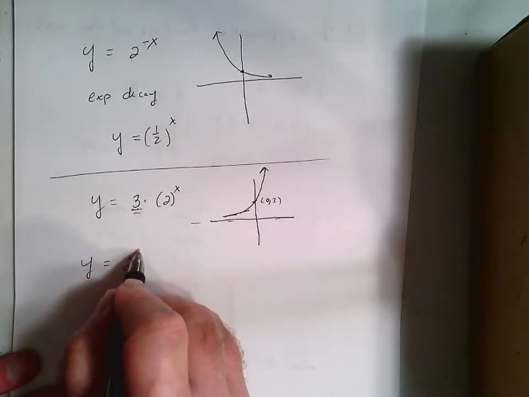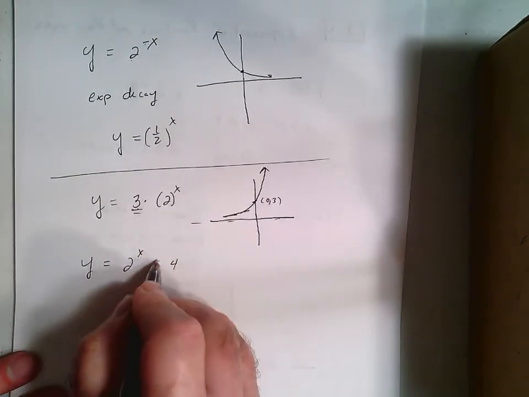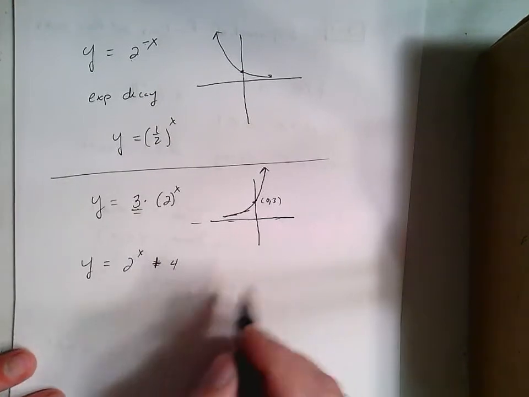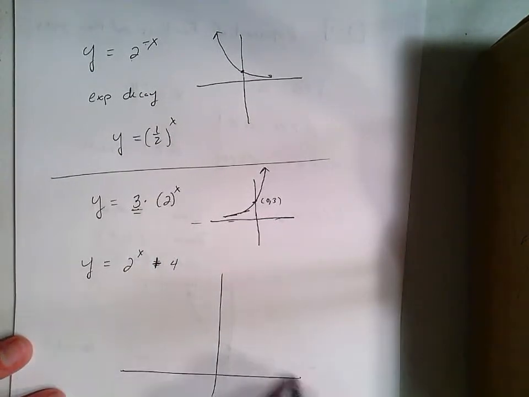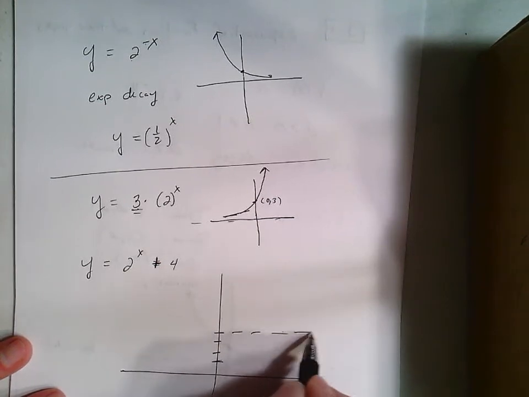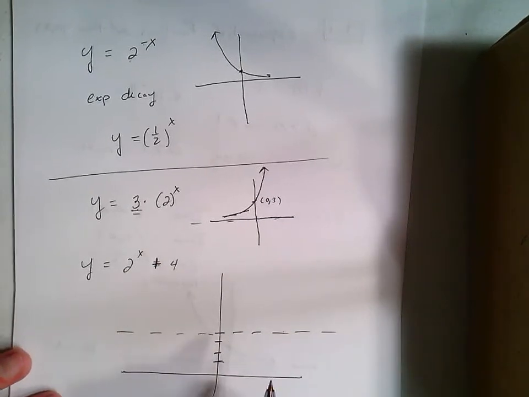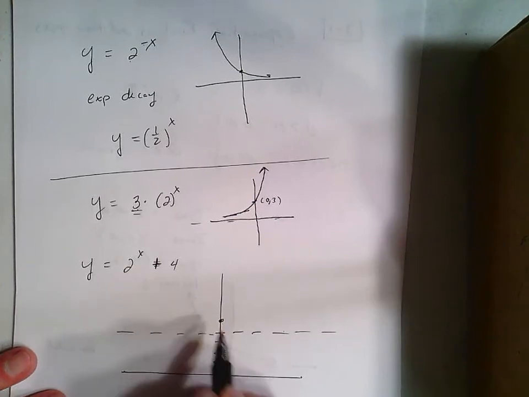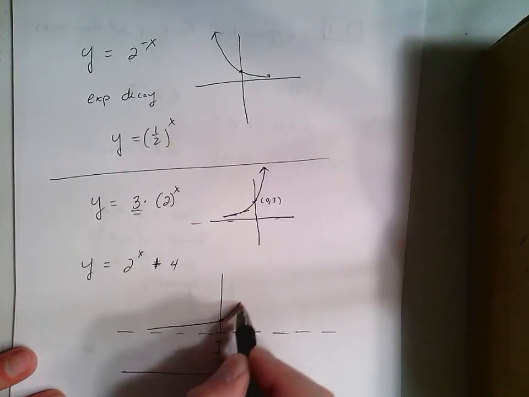We can also shift the asymptote up and down by just shifting the graph up and down. If I take 2 to the x plus 4, then that's going to take my vertical asymptote up 4 units. And then we're going to go through 0, 5 and up.